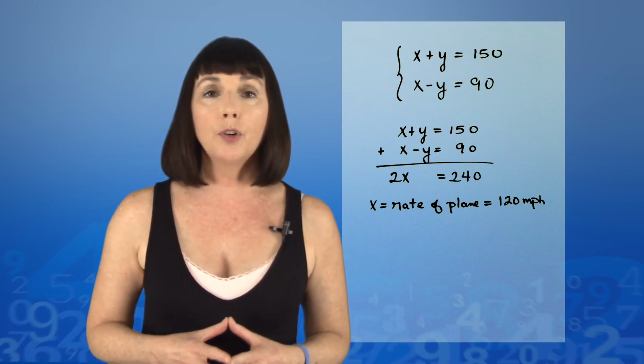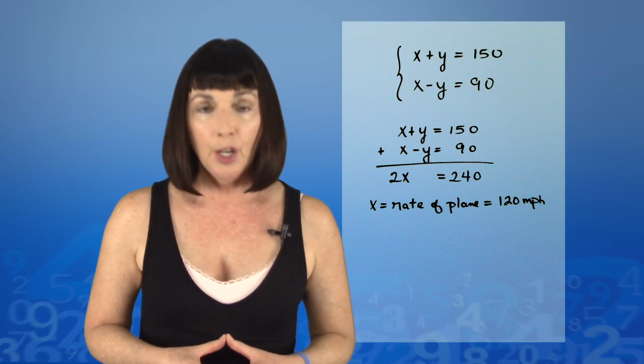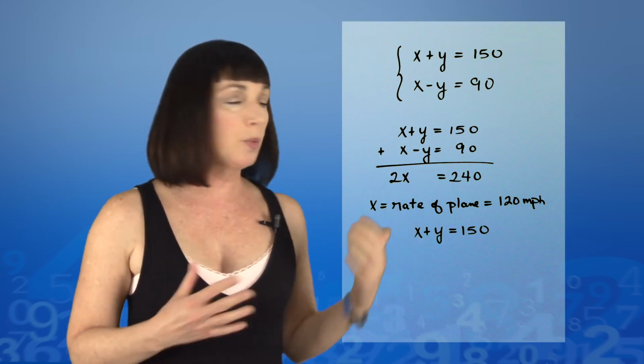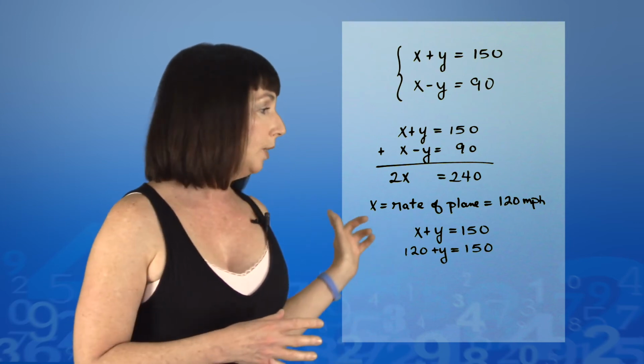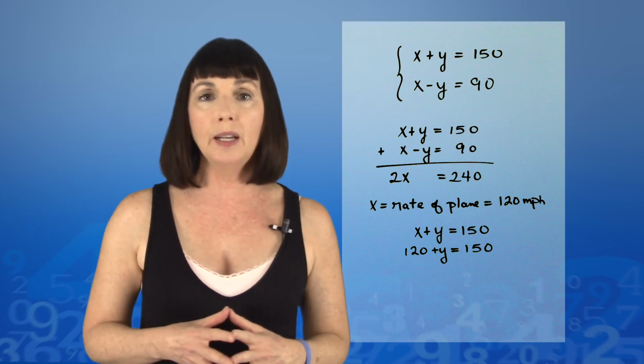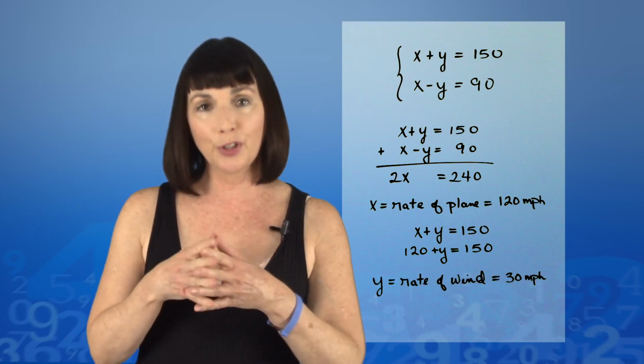Now I have a value for x, so I can plug it into one of my equations and get a value for y. So we know that x plus y equals 150. Plugging in for x, I get that 120 plus y equals 150, or y, the rate of the wind, is equal to 30 miles per hour.